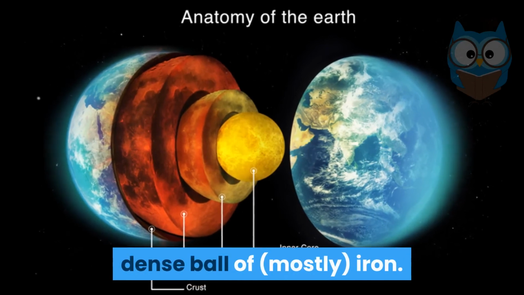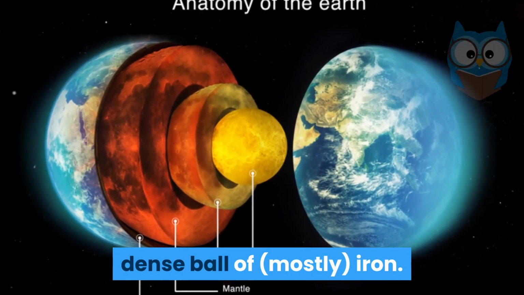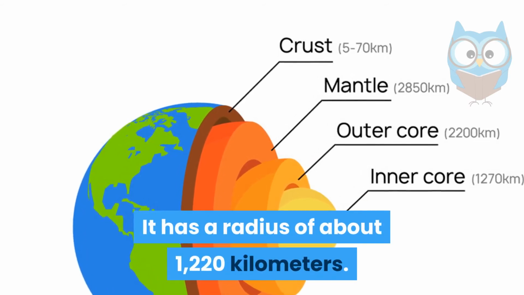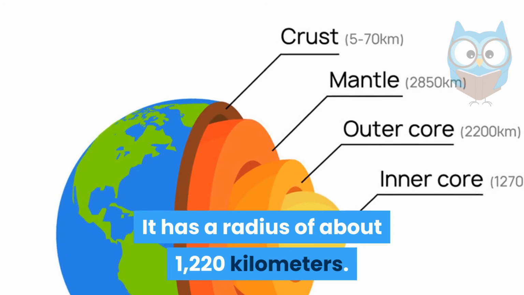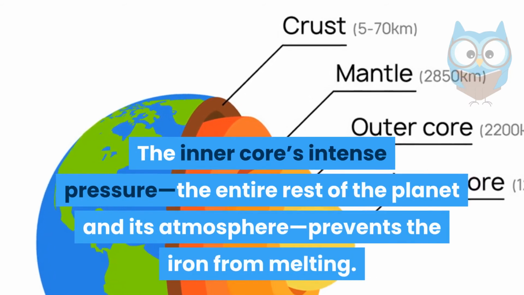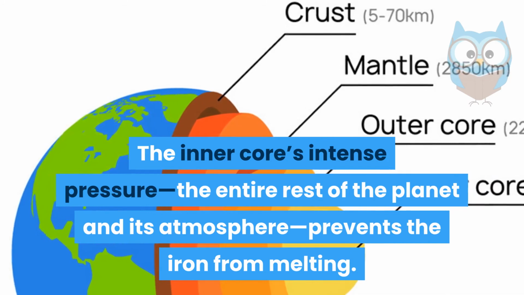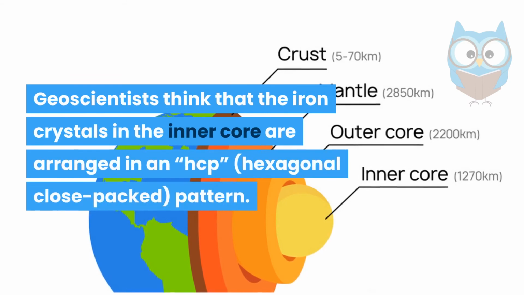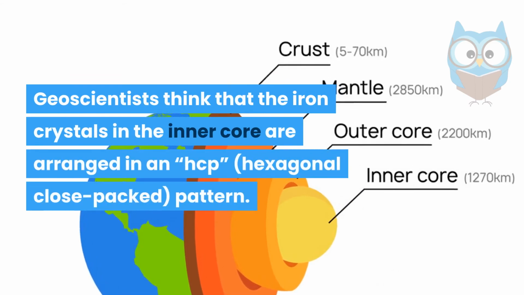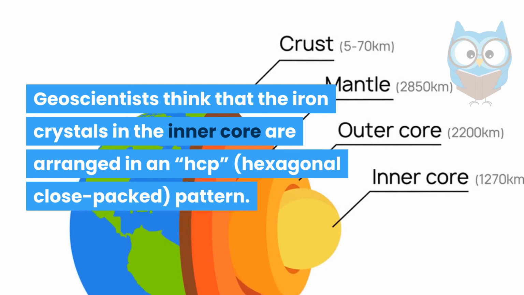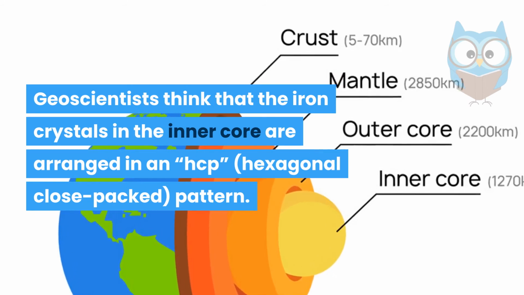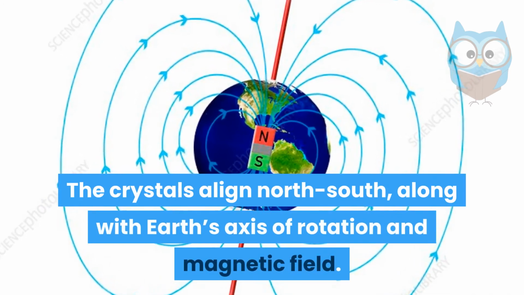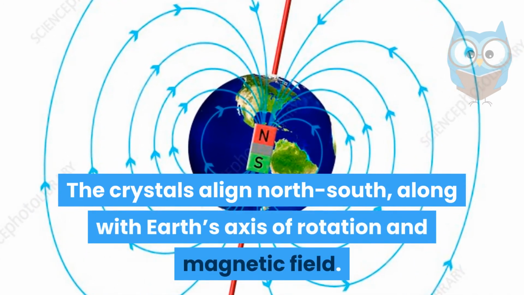The inner core is a hot, dense ball of mostly iron. It has a radius of about 1,220 kilometers. The intense pressure of the entire rest of the planet and its atmosphere prevents the iron from melting. Geoscientists think that the iron crystals in the inner core are arranged in an HCP, hexagonal close-packed pattern. The crystals align north-south, along with Earth's axis of rotation and magnetic field.